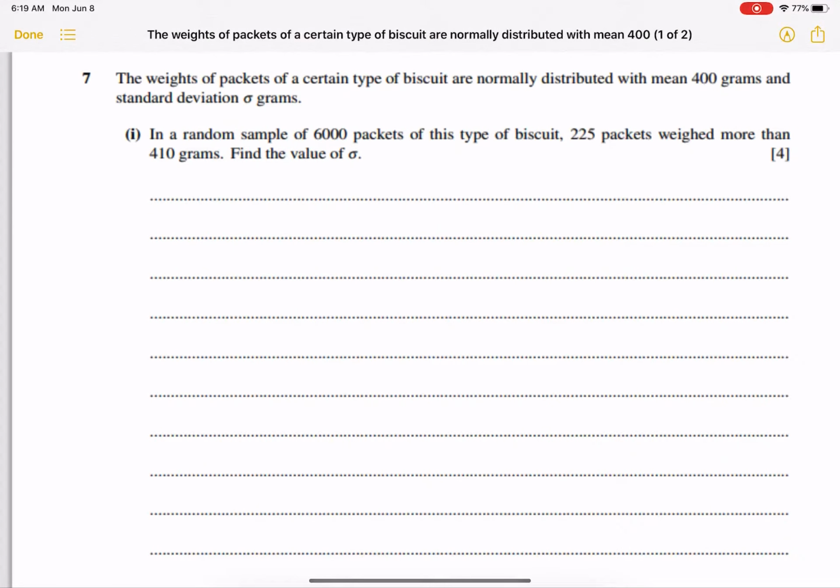Okay, hi everyone. So this question is from statistics, normal distribution. The question says the weights of packets of a certain type of biscuit are normally distributed with mean 400 grams and a standard deviation of sigma.